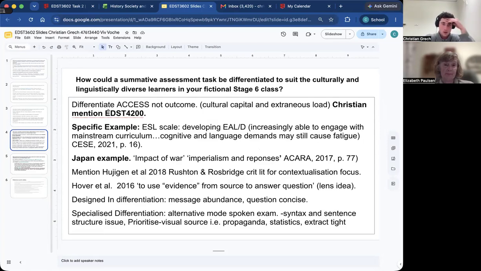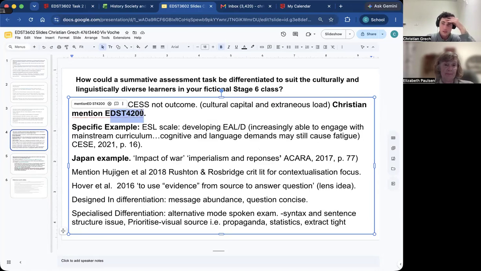It's the same thing I wrote to mention EDST4200 again. That's just the idea of validity and accuracy. Are we measuring history or are we measuring reading comprehension, for instance? I have a specific example here.